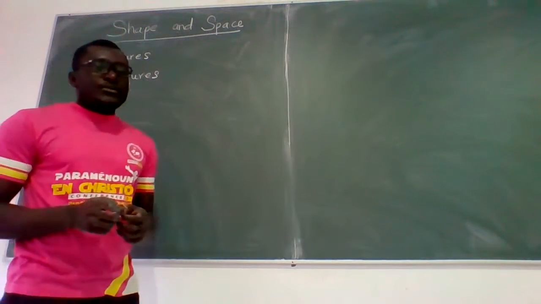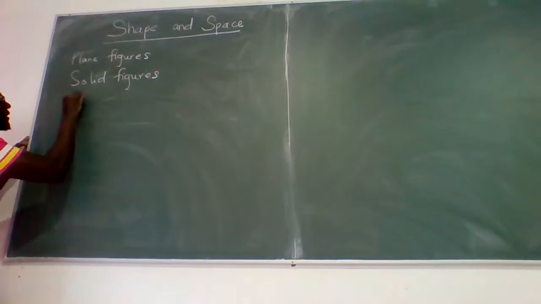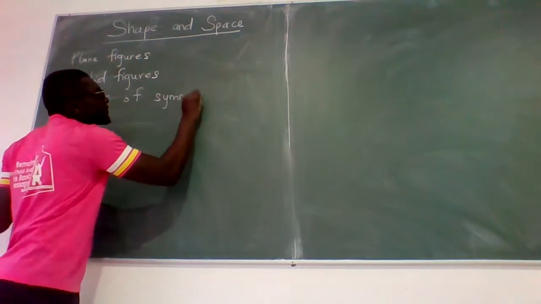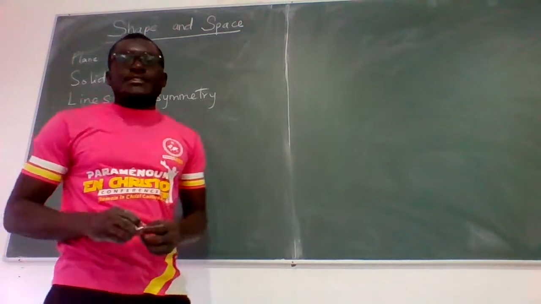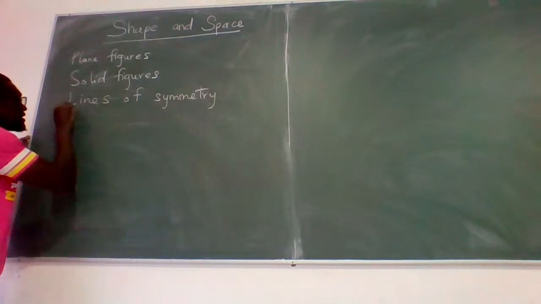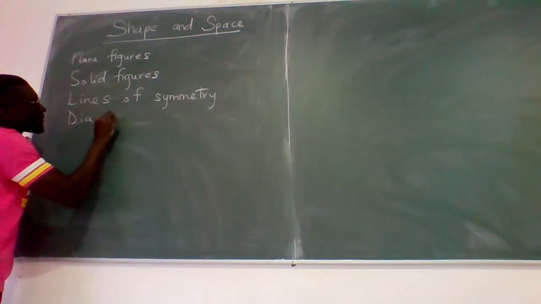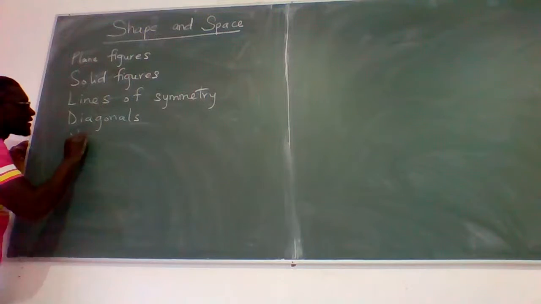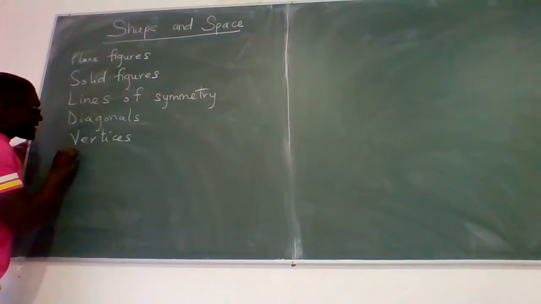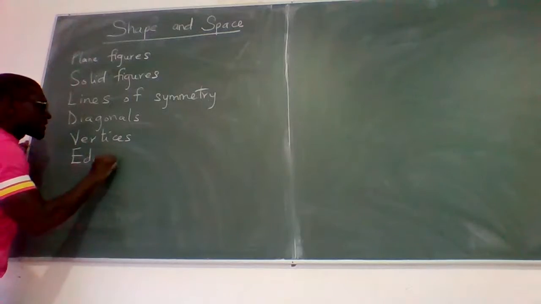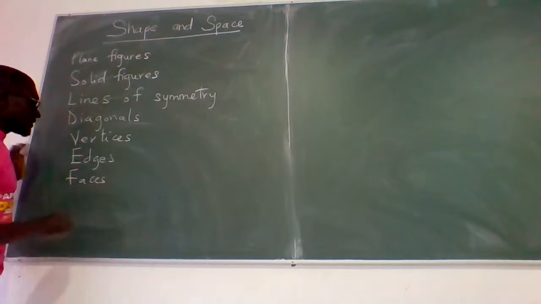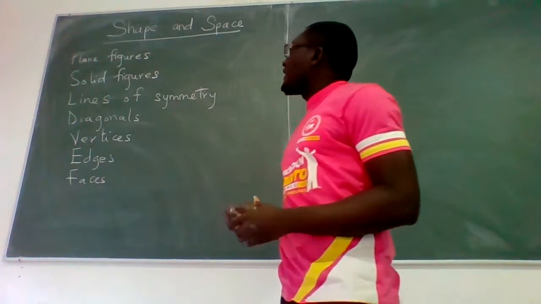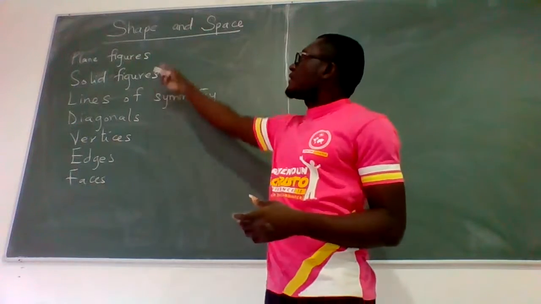So we are going to look at lines of symmetry. We are going to look at diagonals. We are going to look at vertices, edges, faces, and many other things. So let's begin with this one.